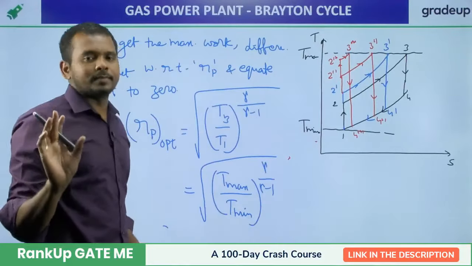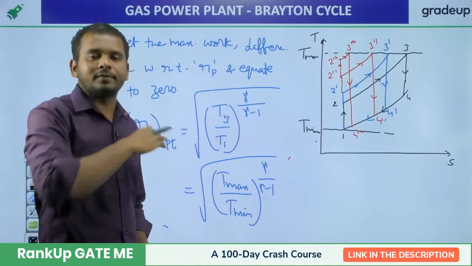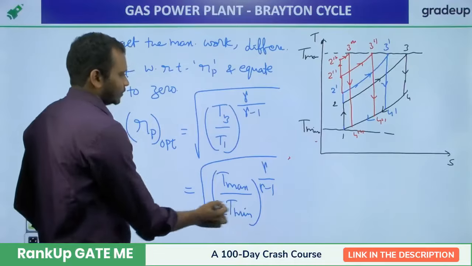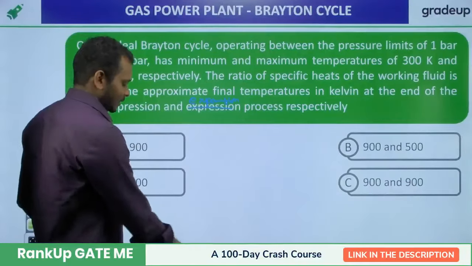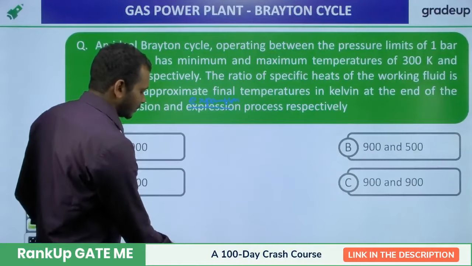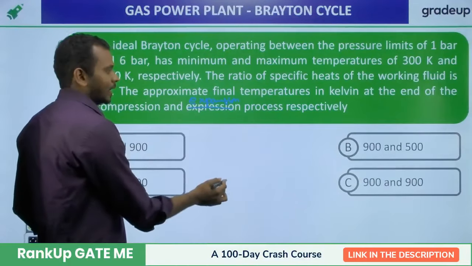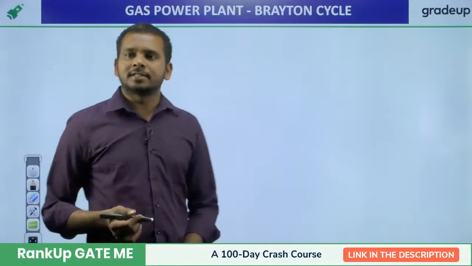So if you have all the temperature values, you can easily calculate any value. Finding out T2 and T4 is also very easy. For both, you can use the isentropic relations. Please get me the answers quickly.